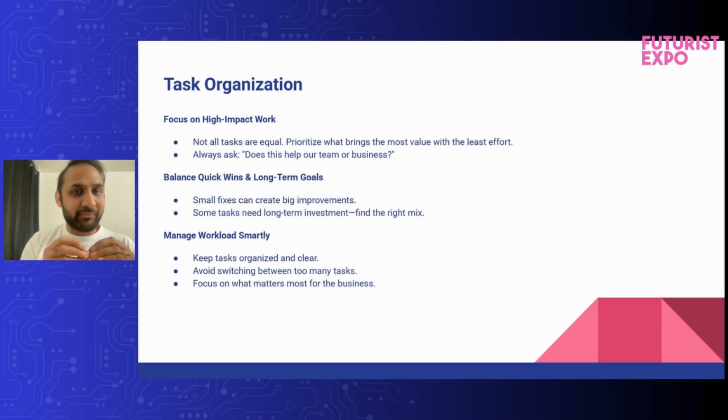So I would say whenever you pick any task, make sure you assign the proper priorities, P0, P1, P2, and always ask the question like how this task is going to help our team or business. And then based on that, sort it based on the ROI and then pick the task.